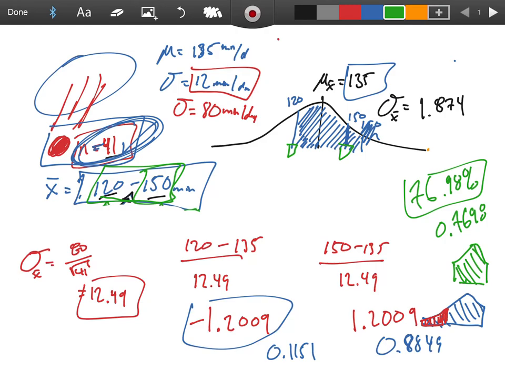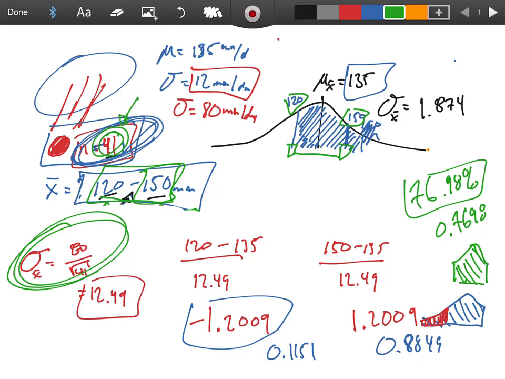You have basically a 77% chance of drawing a random sample of size 41 from this population, if you're looking between the values of 120 and 150. So that is how you work with that. The biggest change we're making here is, number one, we need to check the sample size. And number two, we need to look at the standard error, or the standard deviation of the distribution of sample means, okay?